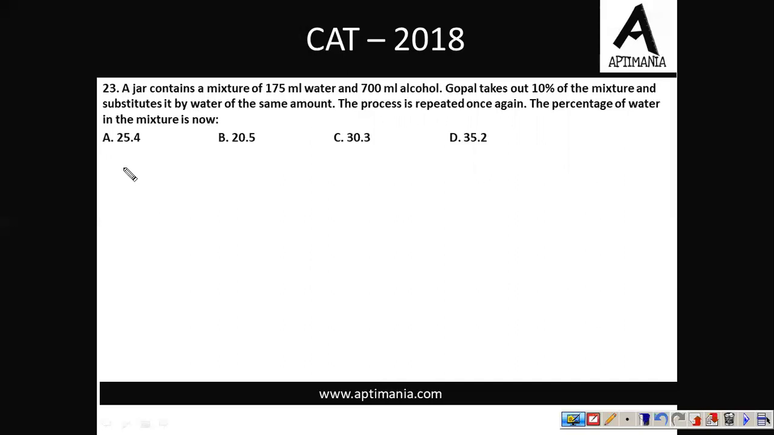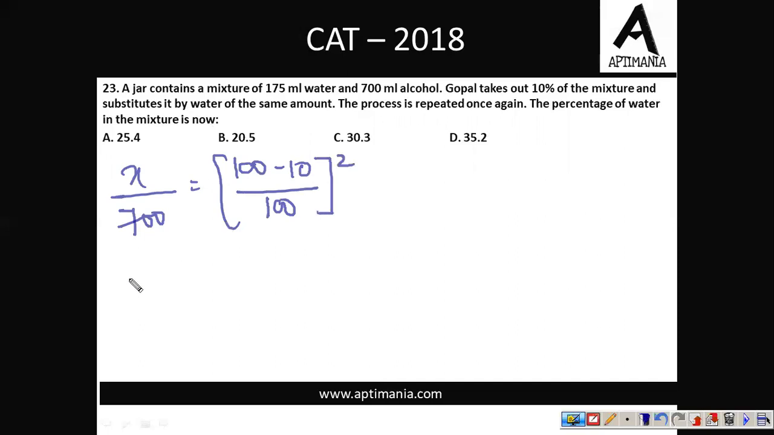So alcohol left is X, and initially the alcohol was 700, equals total quantity is 100% minus quantity replaced is 10% upon total quantity is 100%, and the process is repeated twice. So if we solve this, we'll have X upon 700 equals 90 upon 100, which is 9 upon 10. 9 upon 10 squared is 81 upon 100. So if we cancel 00, we'll have X equals 81 into 7, that is 567 ml.